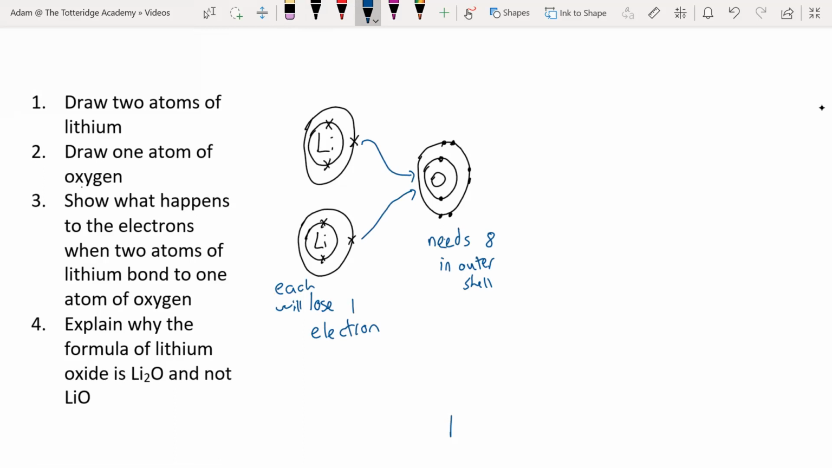Now, question 4 here says, explain why the formula of lithium oxide is Li2O and not LiO.